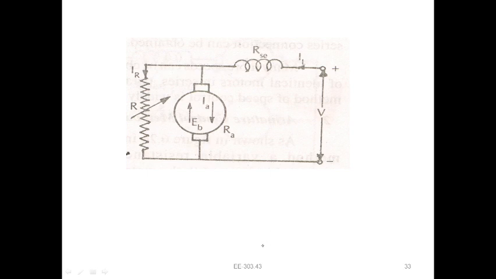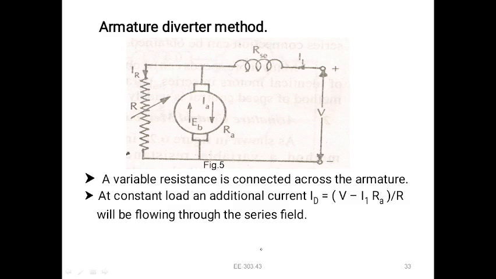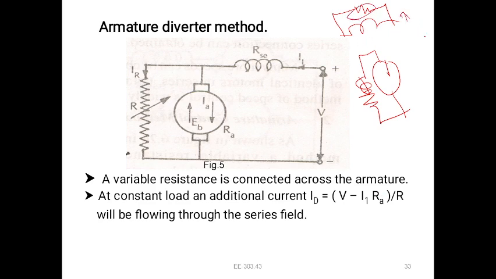So these are the methods we can see. Here is the armature diverter method. If we place the series field in parallel, that is the field diverter. If we place the armature in parallel, that is the armature diverter method. That's two. If a variable resistor is connected across the armature, at constant load additional current Id flows, and V minus Ia Ra we can get through the series field.